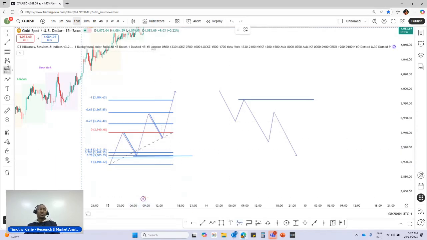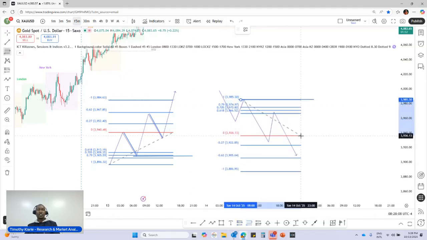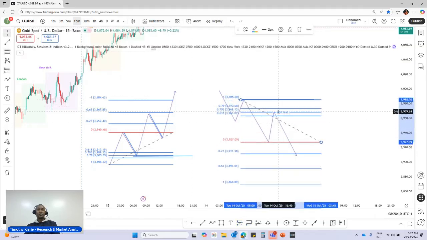Even in this one, you can use the Fibonacci. So you draw from the highest to the lowest, and you can see the price coming back to this optimal trade entry. So that is a healthy pullback, or a valid pullback.